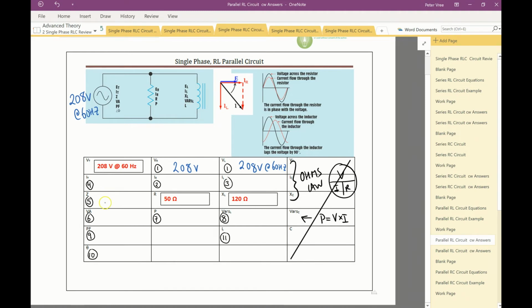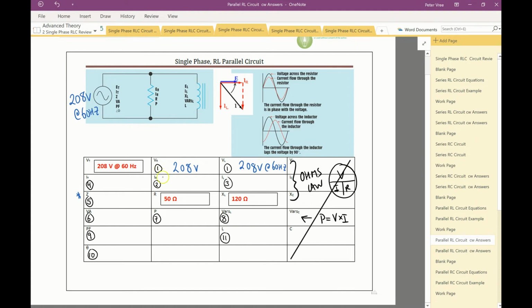So, but I want to stay away from dirty Z. Remember, this one's dirty. That's an awful equation. So let's start off by doing our individual currents here for the resistor and for the coil. Then we'll use Pythagoras to find our total current.